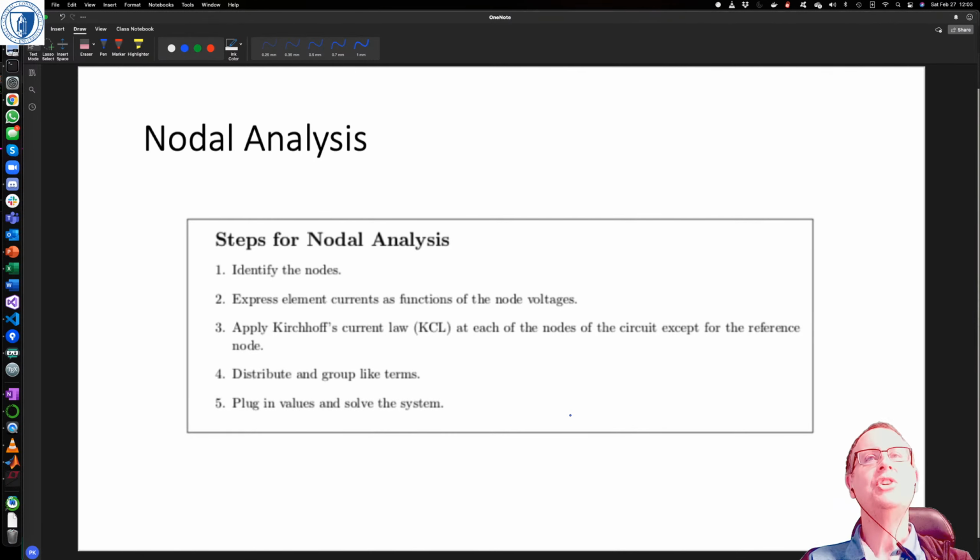Then at each node, we apply Kirchhoff's current law. We don't use the reference node, we don't use the ground. Then we distribute in group-like terms, and then we profit. We solve the system.